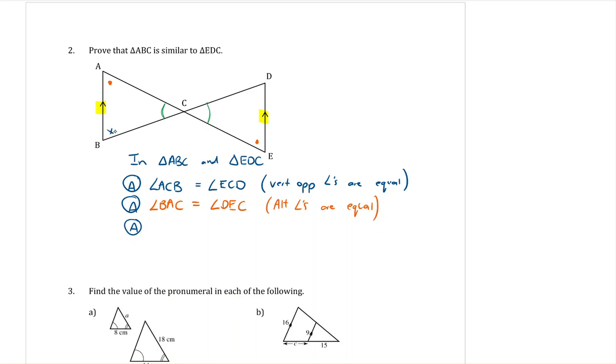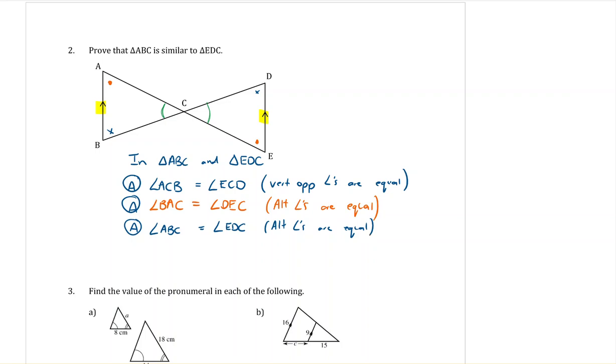And that means, of course, I can do alternate angles going the other way as well. So that one and that one, which would be angle ABC equals angle EDC, also because alternate angles are equal.